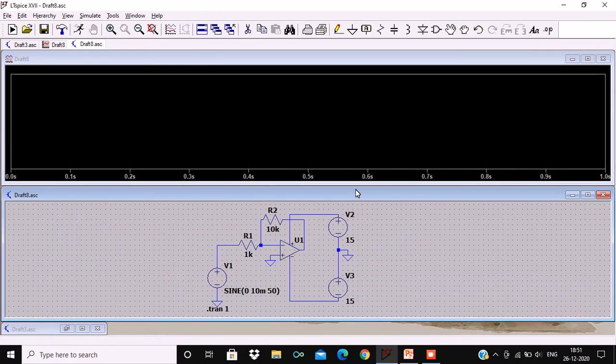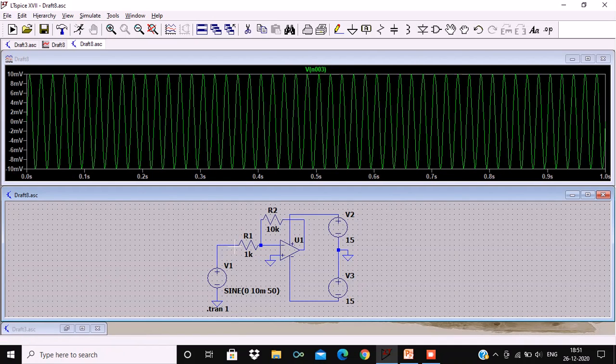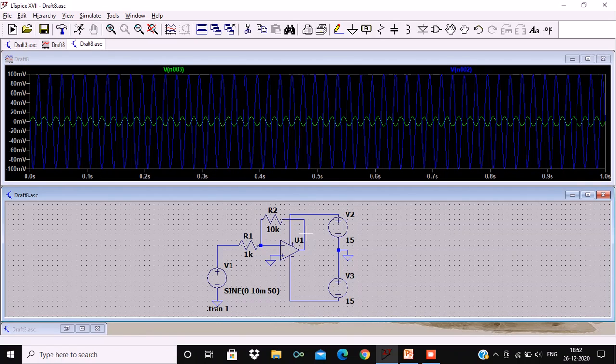So let's first of all check our input wave. Students, you can see that my input wave is a sine wave which has an amplitude of 10 millivolts. Now we will check our output. Our output is shown by a blue line and input is shown by a green line. We can see clearly that output is a sine wave and which has an amplitude of 100 millivolts.